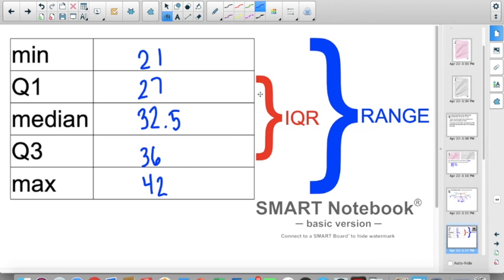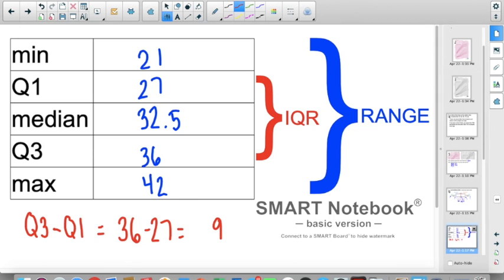and then you have these things over here, your IQR, which again we said was Q3 minus Q1. So if I want to find the IQR for this piece, my Q3 is 36, minus my Q1, which is 27. So that is an IQR of 9.